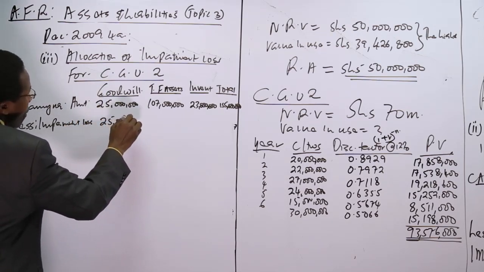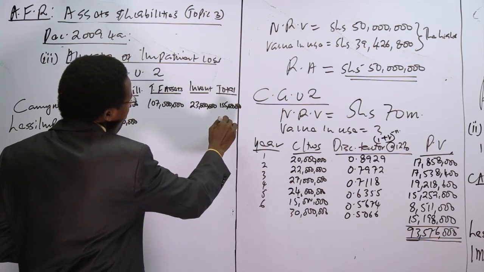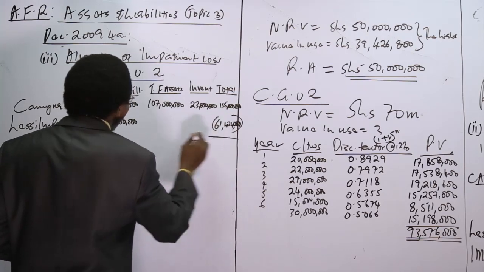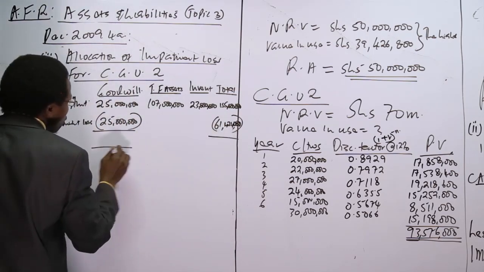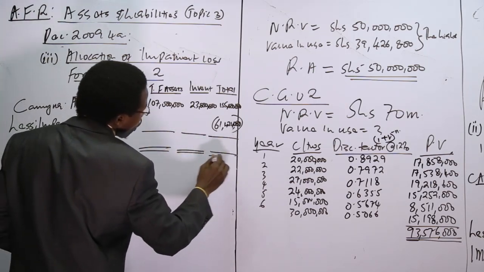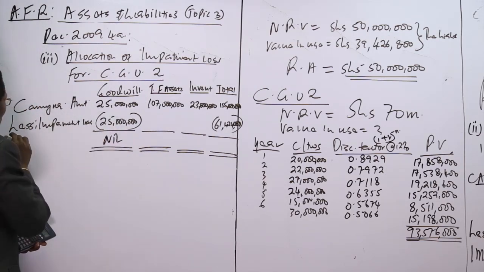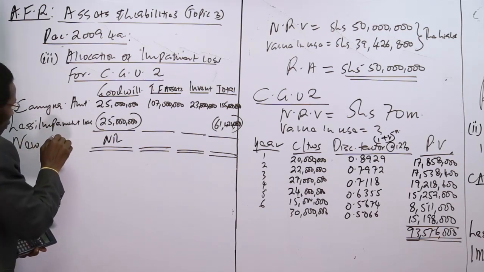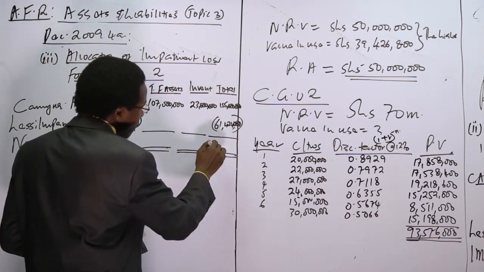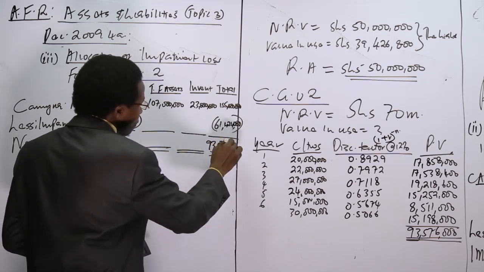The total impairment loss should be 61,424,000. And we have already allocated 25 million to our goodwill. So how much are we going to allocate to our fixed assets? How much are we going to allocate to our inventories? So we get this one is now nil. The new carrying amount in total must be 93,576,000. It must be 93.